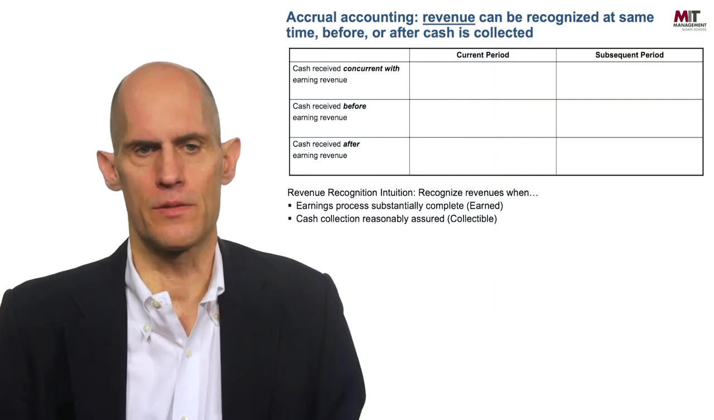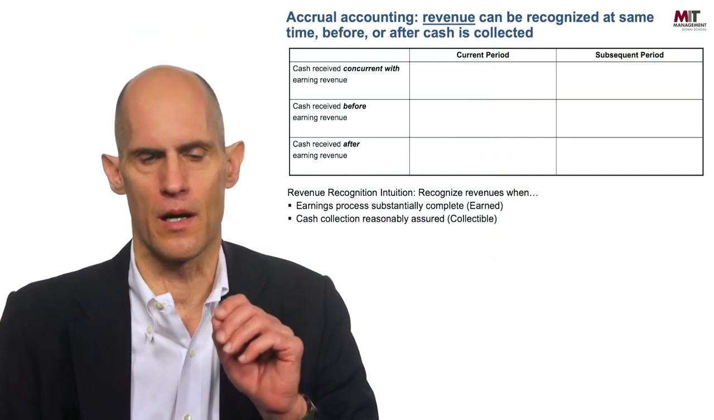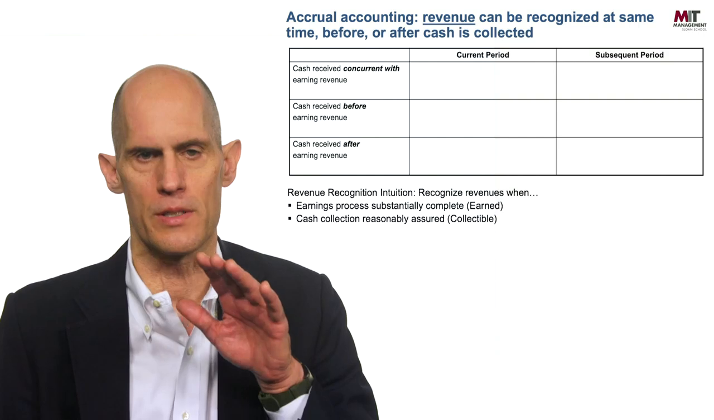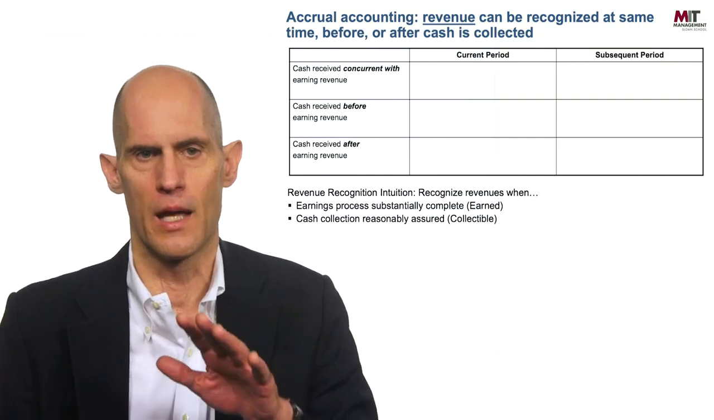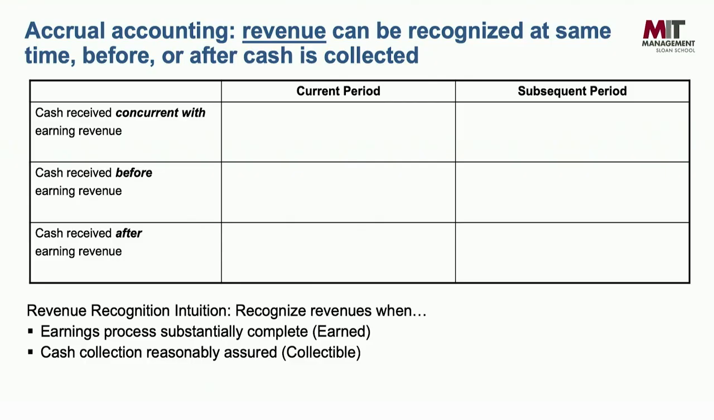So the last two slides in the slide decks are things that I want you to take a look at yourself and think about. The first slide is about revenue, and it shows that revenue can be recognized at the same time we get cash. We can get cash before recognizing revenue, and we can get cash after recognizing revenue.